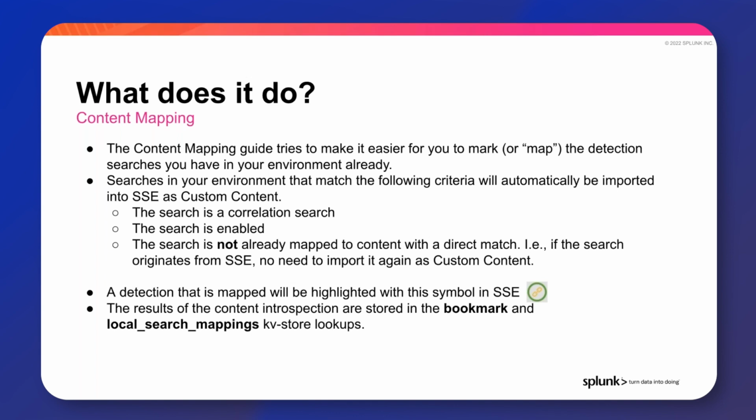It'll only look for searches that are enabled. If they're disabled, they are just flat out ignored. And it will also ignore all that are already mapped to content from direct match. So if it was a search that you copied from SSE, it's not going to then import it back as custom content. Any detection that is mapped will be highlighted with the little chain SSE symbol that you can see on the right. And the results of the content introspection are stored in the bookmark and local search mappings KV store lookups.